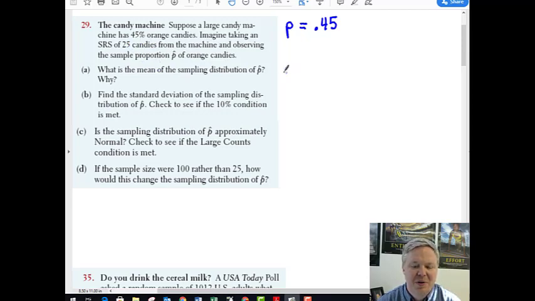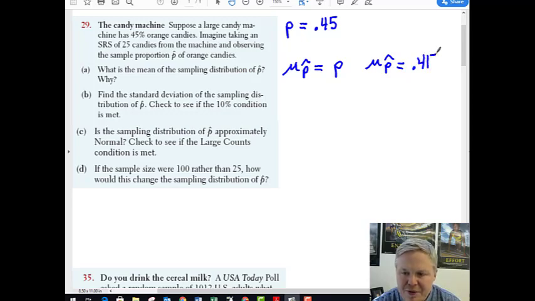So the mean of our sampling distribution, the mean of p hat, is equal to our population proportion, or p. So the mean of our sampling distribution of p hat is going to be equal to 0.45. That is, if we took many samples under all of these conditions. So that would be it for part A.